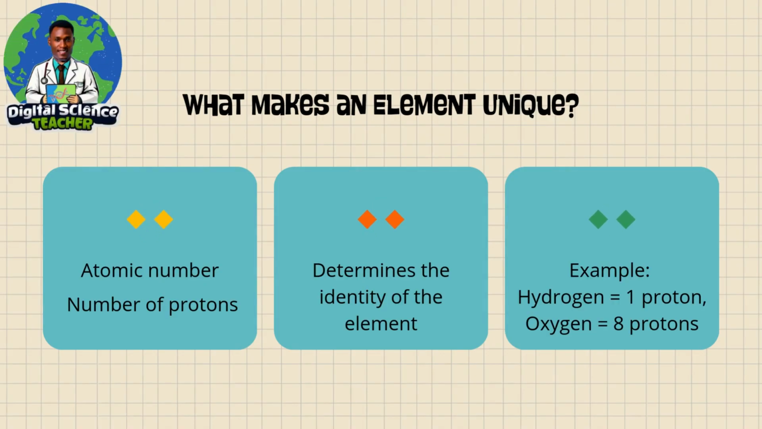So, the nature of atom is very important because it determines the atomic number. The atomic number of an element is the number of protons in the nucleus of that atom. The atomic number is also very important because it determines the identity of an element. For example, the atomic number of hydrogen is 1 because the number of protons is 1. The atomic number of oxygen is 8 because the number of protons in oxygen is 8.